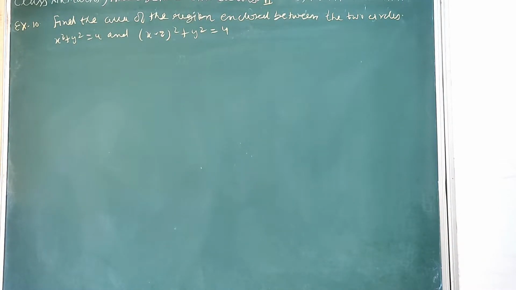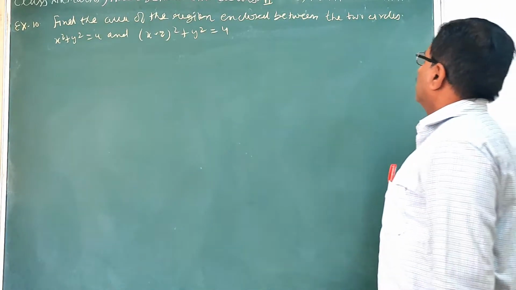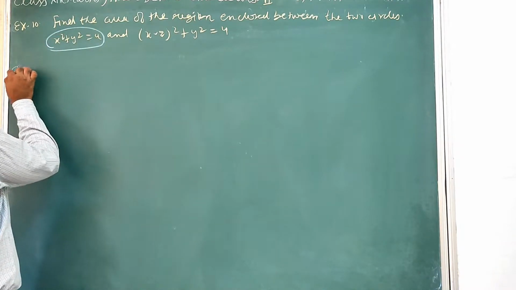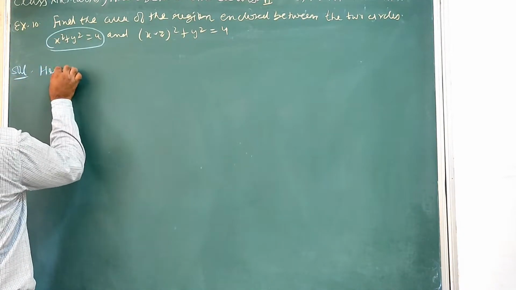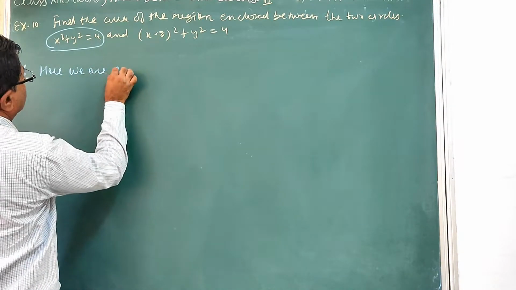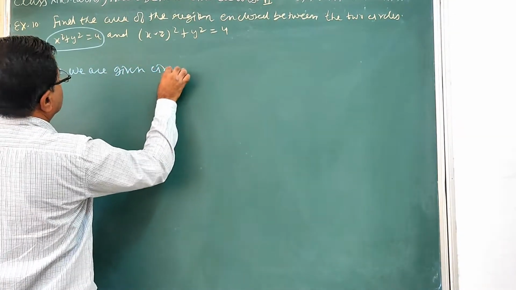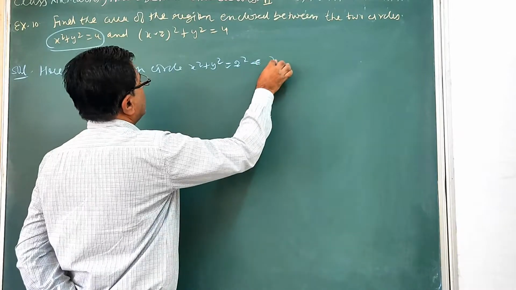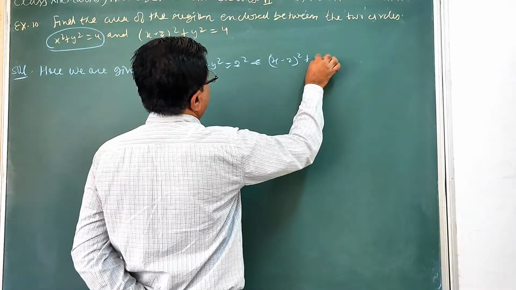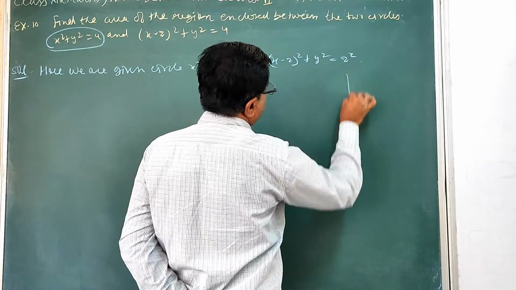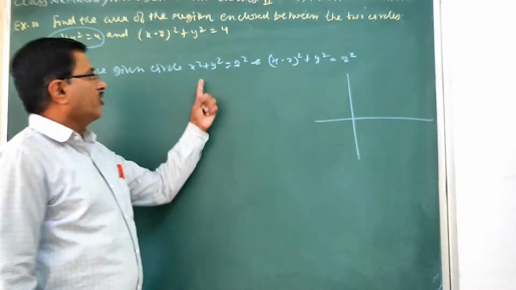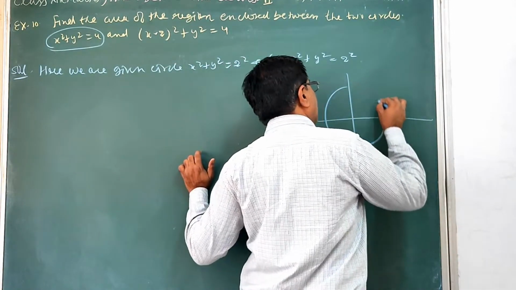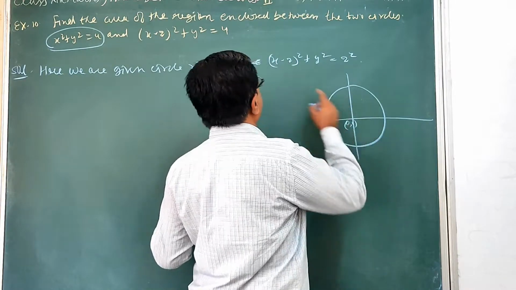So see here, you have to find the area of the region enclosed between the two circles. x square plus y square equal to 4. This is the standard equation. Here we are given the circle x square plus y square equal to 2 square and the circle x minus 2 whole square plus y square equal to 2 square. This is also in standard form. So these are the two circles whose first center is the origin. So we will draw this figure: center 0, 0 and its radius is 2.